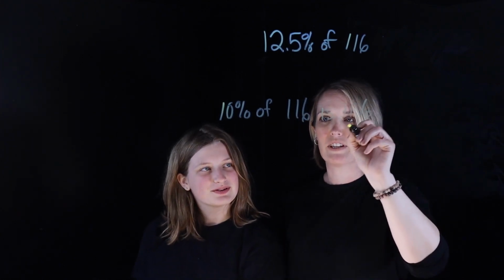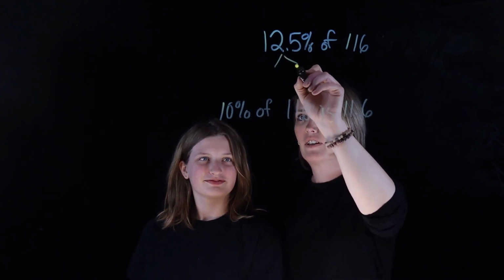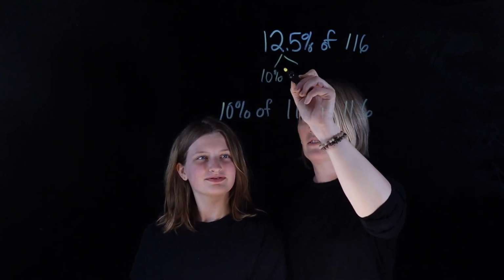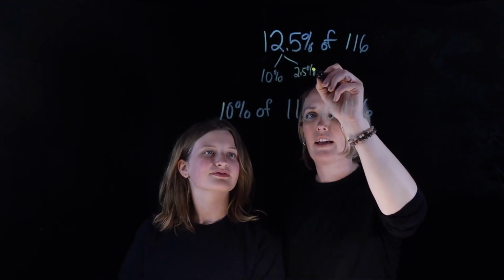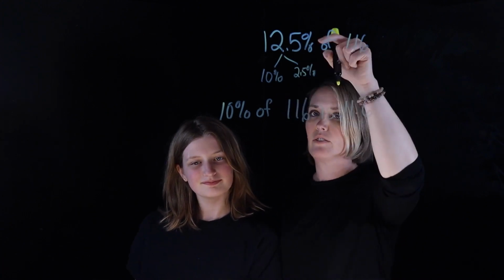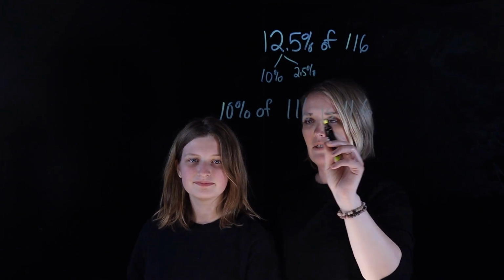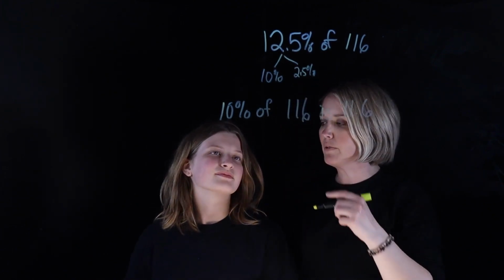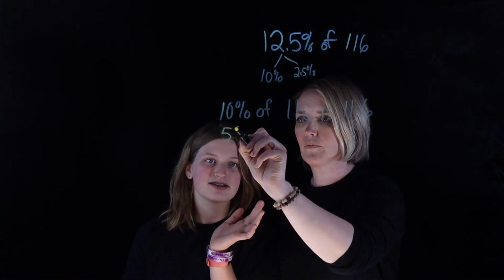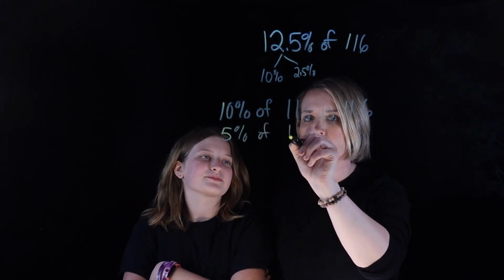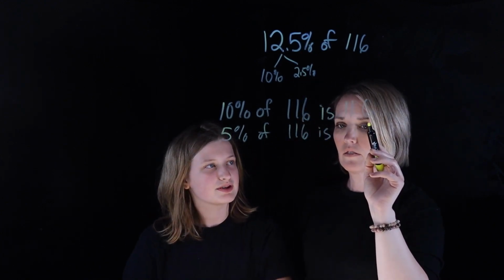Okay, so 11.6. You're going to find 10% first, which you just did. And then you're going to add that to 2.5% to get a total of 12.5%. Right? Okay, so 10% is that, so that's easy. How are you going to find 2.5%? Well, I'm going to do 5%, which is just half of the 10%, which is 6 point, I didn't mean 6, I mean 5.8.